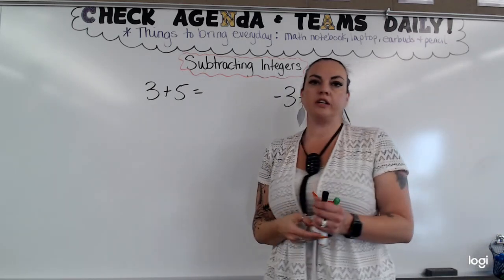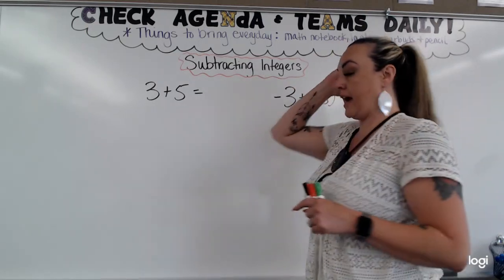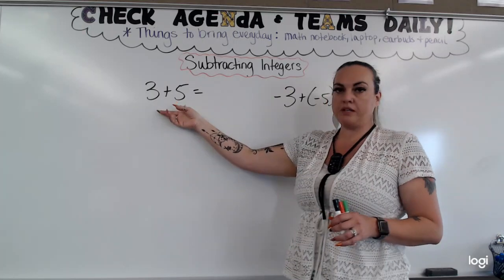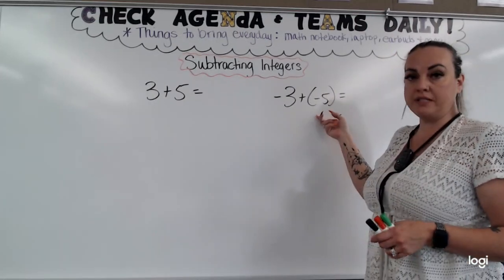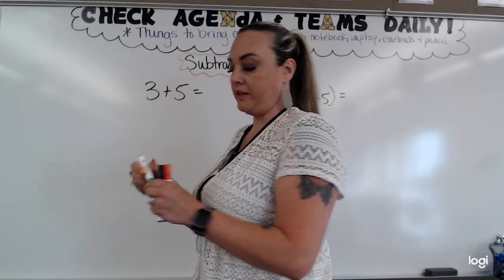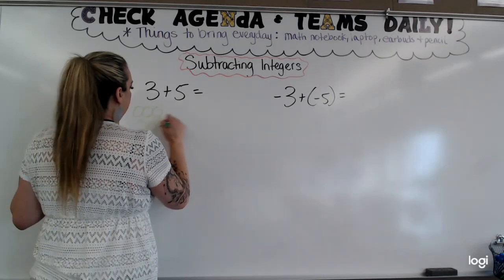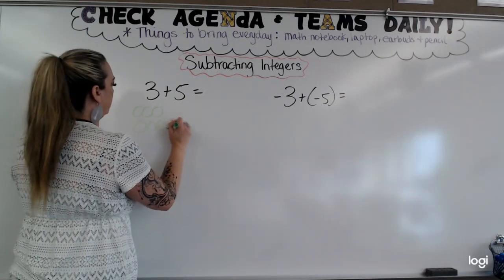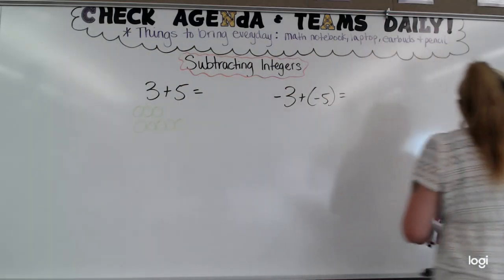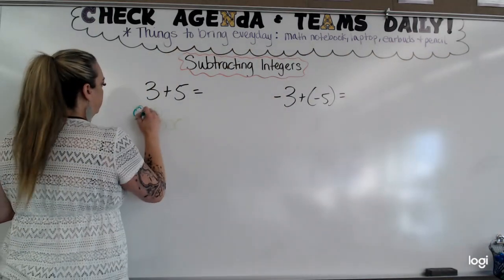So we're now going to look at subtracting integers. In the first lesson, we looked at adding integers that have the same sign. If you remember, we had 3 plus 5 and negative 3 plus negative 5. We use counters to show that 3 plus 5 was 8. You guys probably can't see that very well. Let me change the green. This one's better.